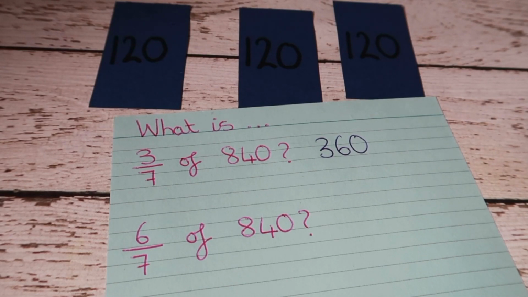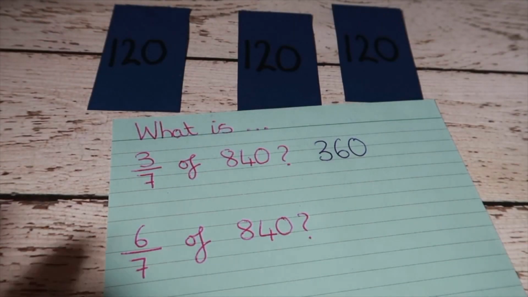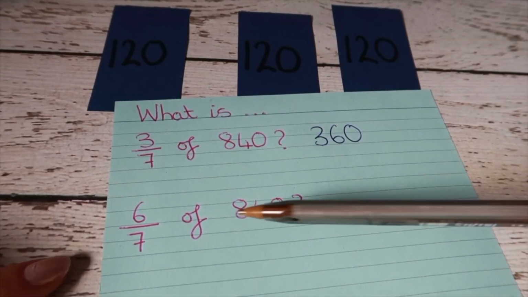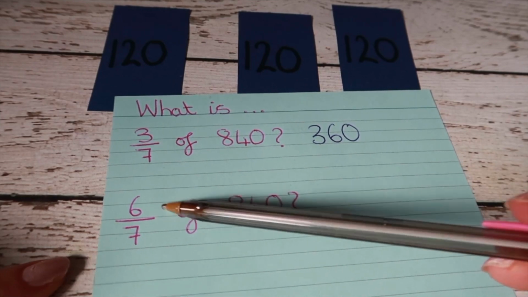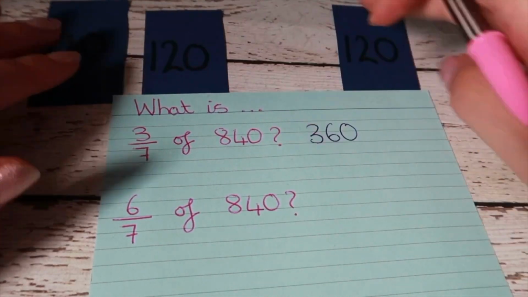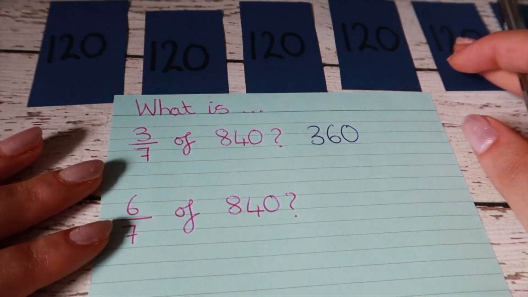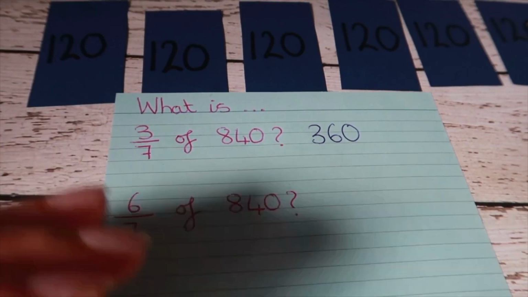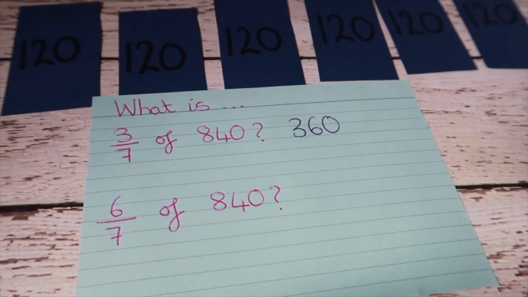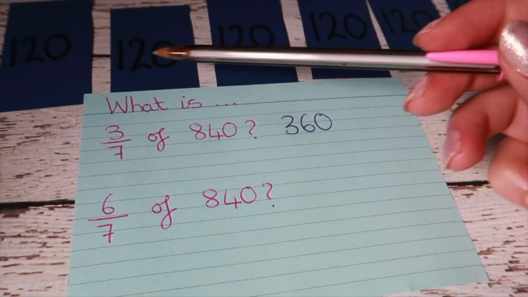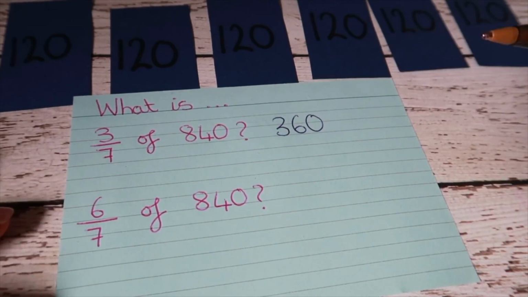Okay, and the second question, 6/7 of 840, this can be done in 2 different ways actually. Both ways are correct, and it doesn't matter which one you do. So we're finding 6/7 of 840. Of course the numerator says that we need 6 of these bars, and that means we could do 6 times 120, and that should give us the answer. So we've got 120 multiplied by 6 for 6/7.